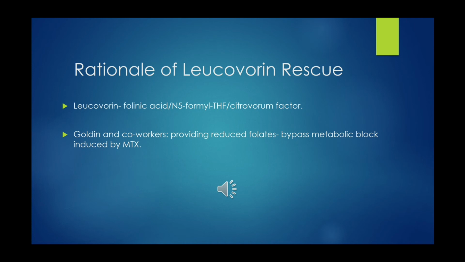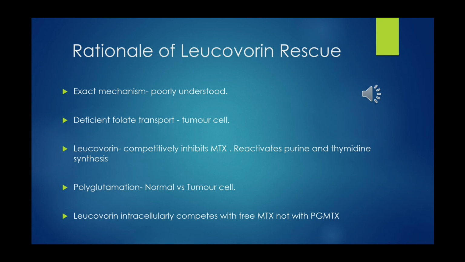It is very important to understand the rationale of leucovorin rescue to prevent the toxicity of the drug. Leucovorin is known by various names like folinic acid, N5-formyl tetrahydrofolate, or citrovorum factor. In 1950, Goldin and his co-workers did an experiment. After giving methotrexate, they provided reduced folates to bypass the metabolic block induced by methotrexate. In his experiment, he administered leucovorin 24 to 36 hours post methotrexate, and he was able to prevent the toxicity without reducing the tumor activity.